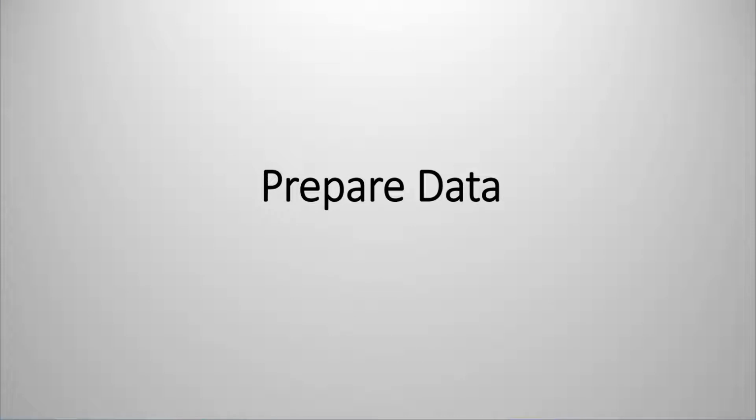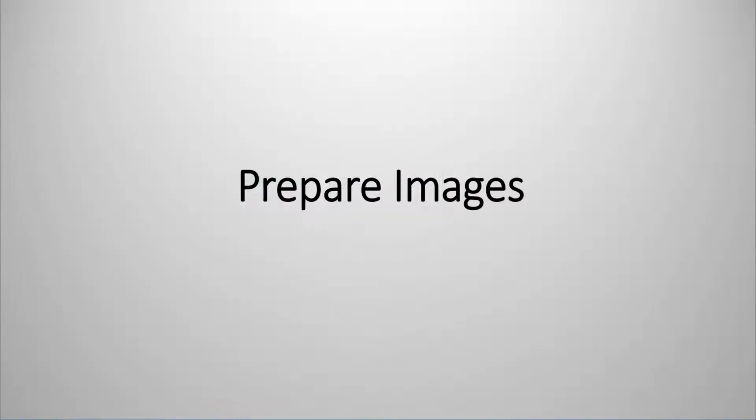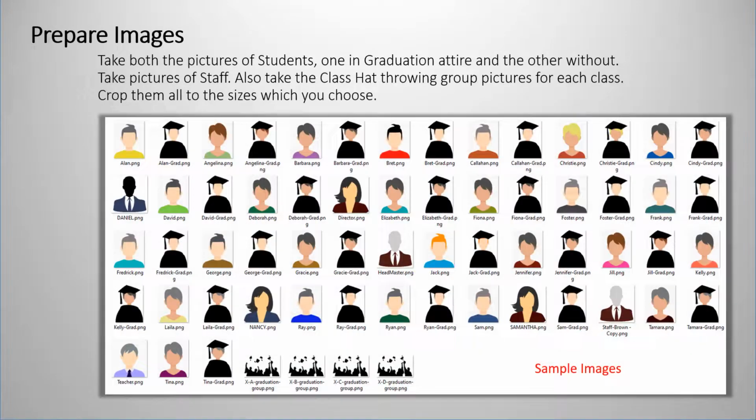Next, prepare data. Prepare 4 .csv files using Excel for all 4 data levels. .csv stands for comma-separated values. Note, sample data is shown. You should populate the files with your actual data. Next, prepare images. Take 2 pictures for students, one with graduation attire and the other without. Take pictures of staff. Also take the class hat-throwing group pictures for each class. Crop them all to the sizes which you choose.